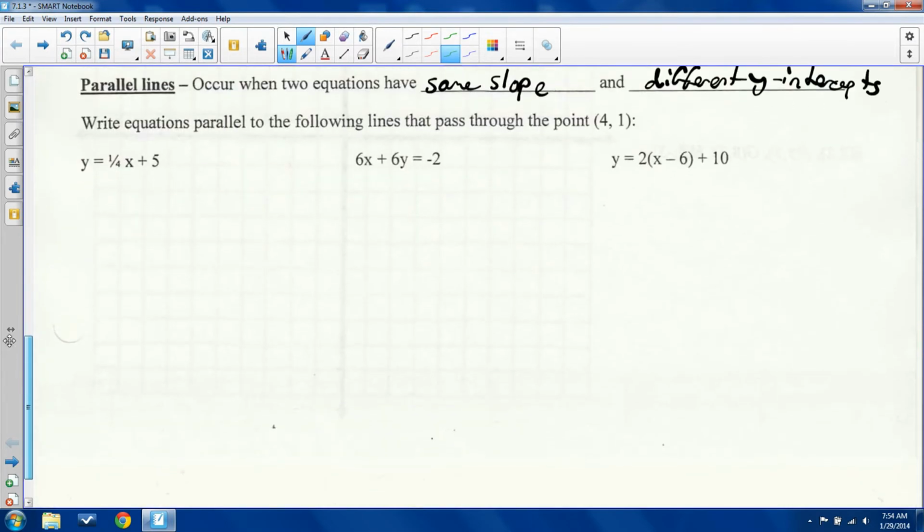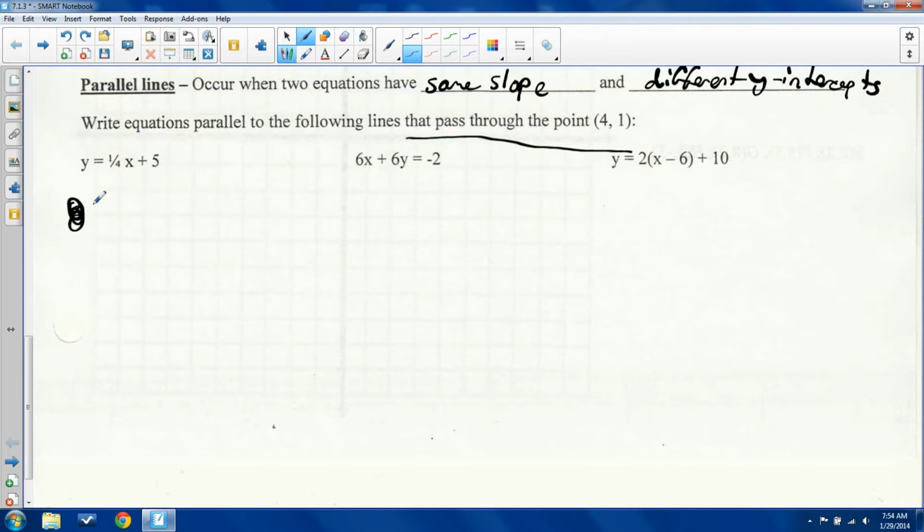So going here, if I'm going to write equations parallel to the following lines, they want to tell us, so actually before I even do this part right here, let's just do another one. y equals, as long as it's 1/4 x and not this, I could do plus 2. That's okay, right? But if they give you more information, it says that it passes through the point (4, 1).